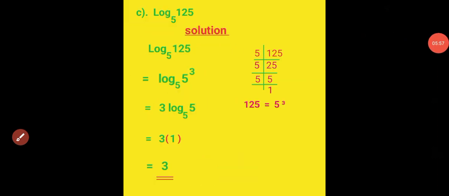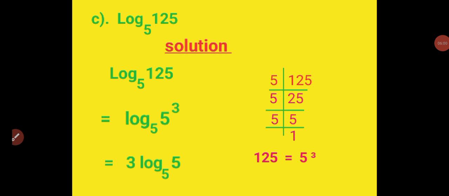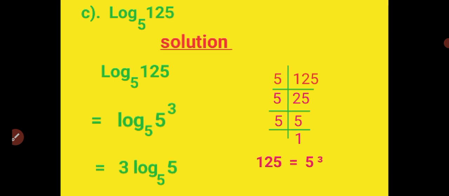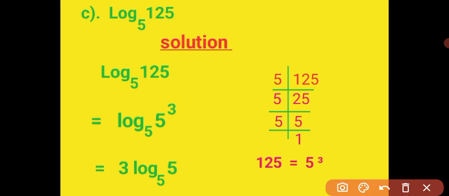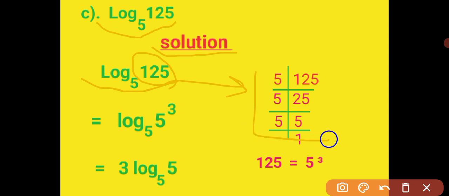Let us come to part C and see how we can go about it. Now in part C we have log to base 5 of 125. Begin by writing the solution. We copy the same thing, which is log to base 5 of 125, so that in the next step we begin by factorizing the 125 using the ladder method at the side here. You can also find it by factorizing it without writing it down, but for better understanding, it is good to indicate it at the side here.